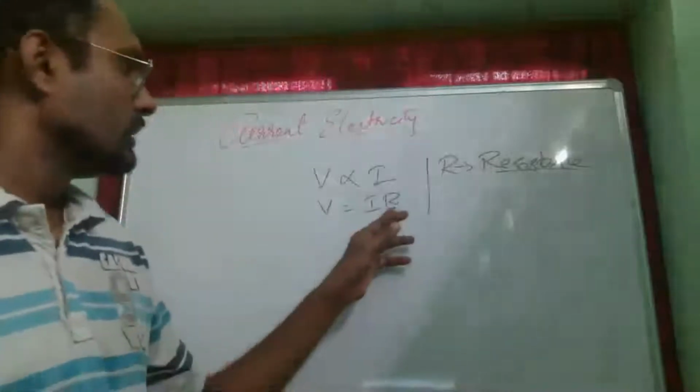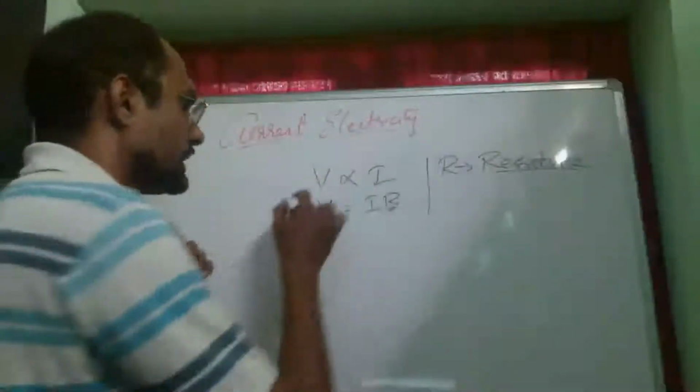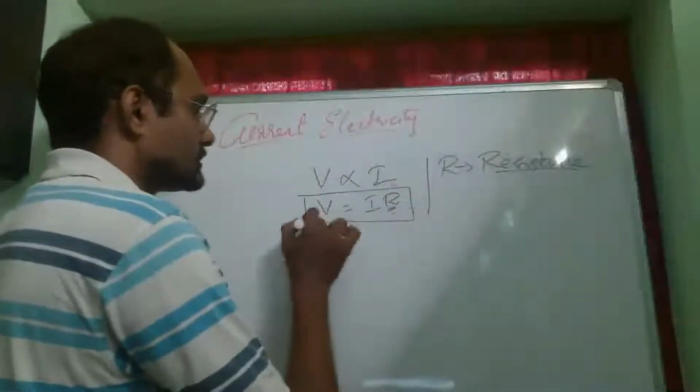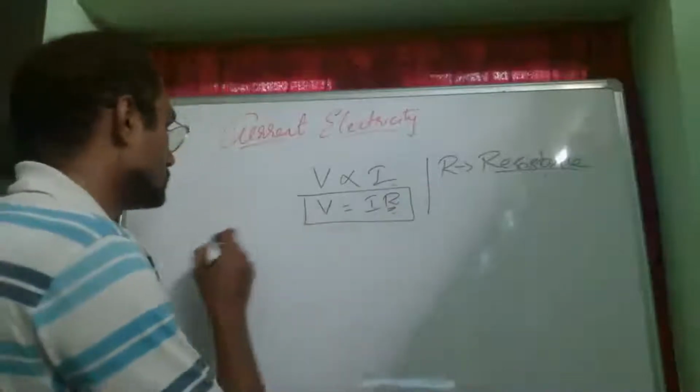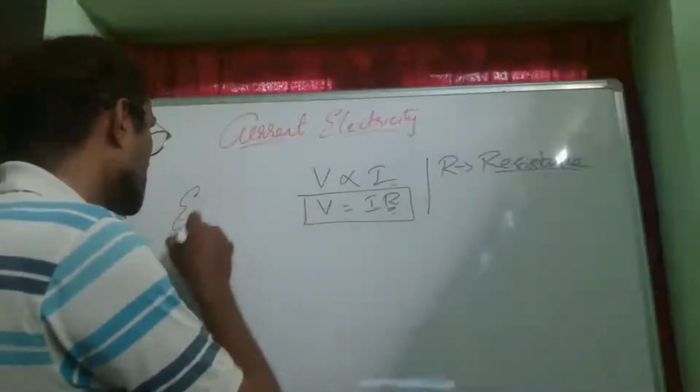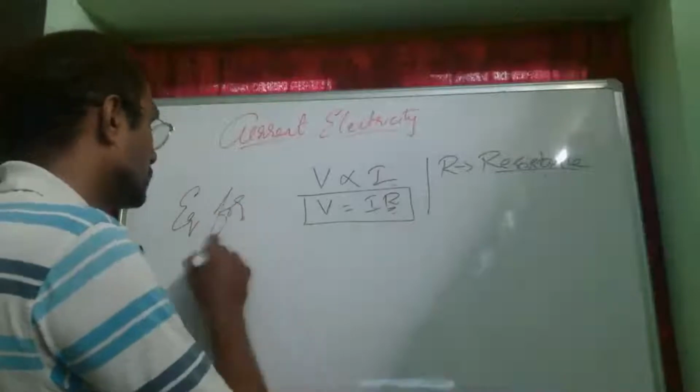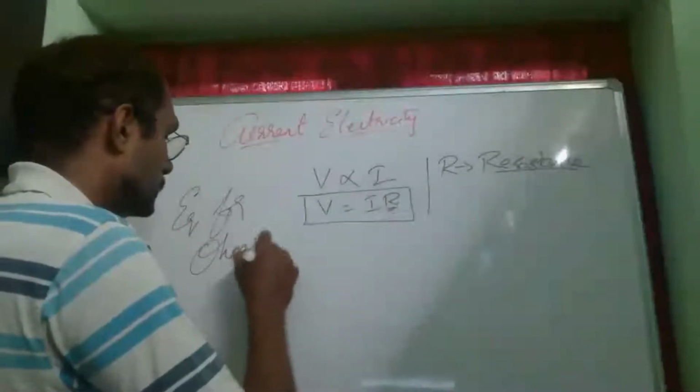Now, this equation V is equal to IR is called the equation for Ohm's law.